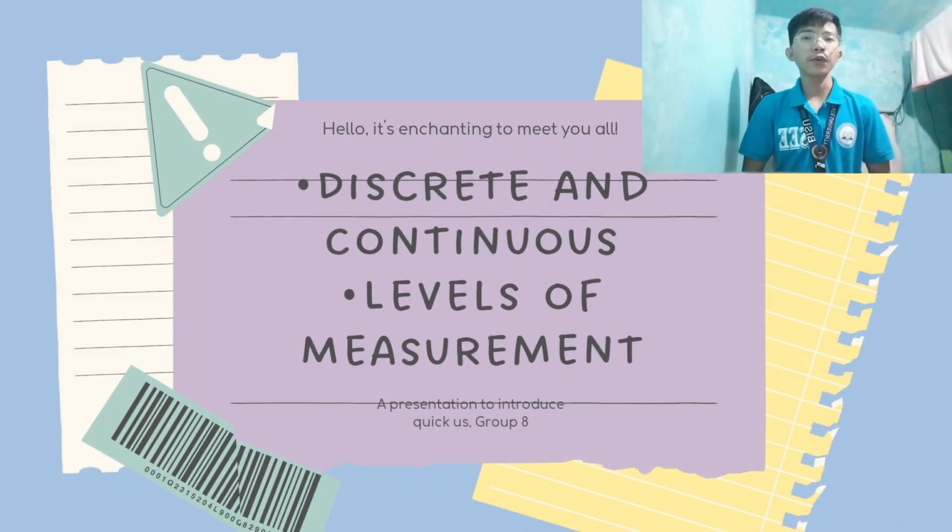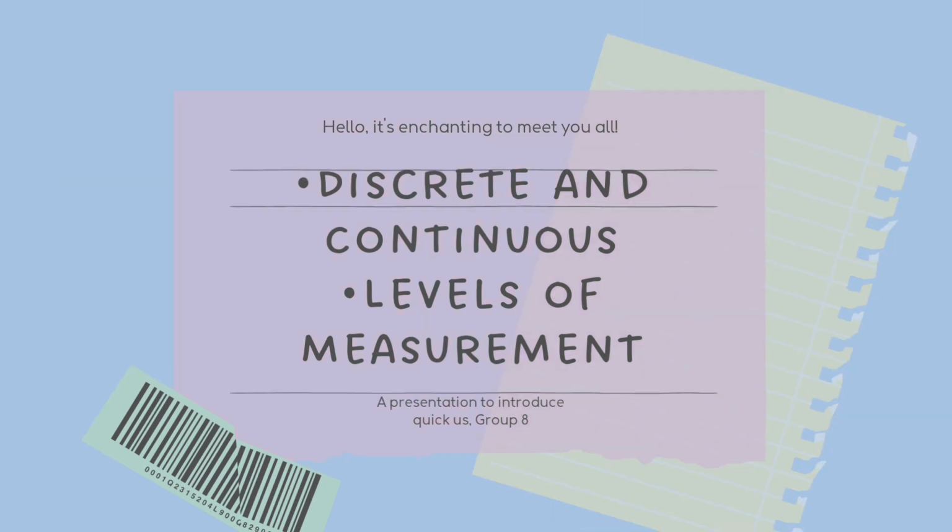In this video, we will be discussing all about random variables, which includes the discrete and continuous variables as well as the levels of measurement. So before anything else, let us first discuss what the levels of measurement are.